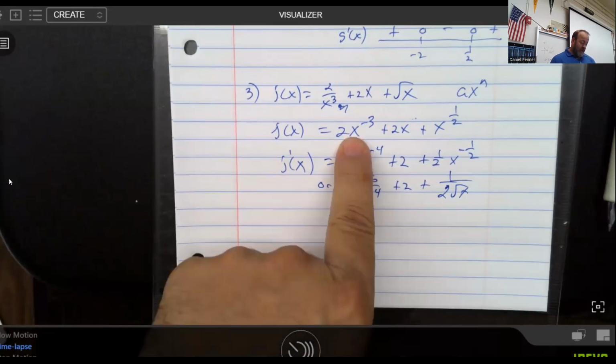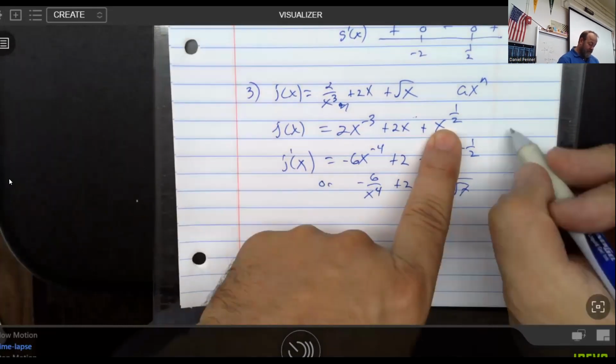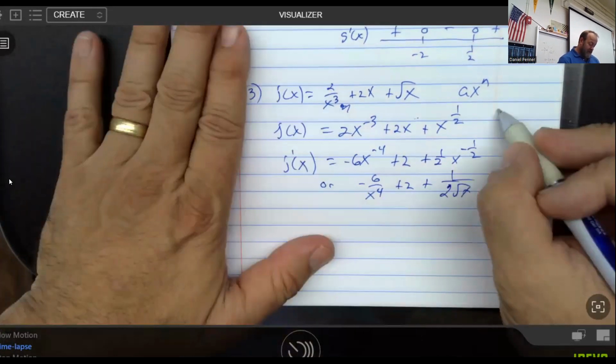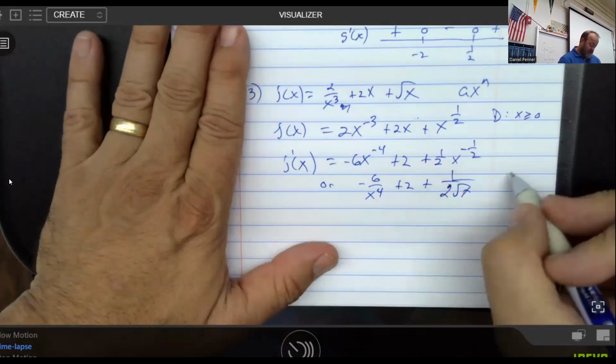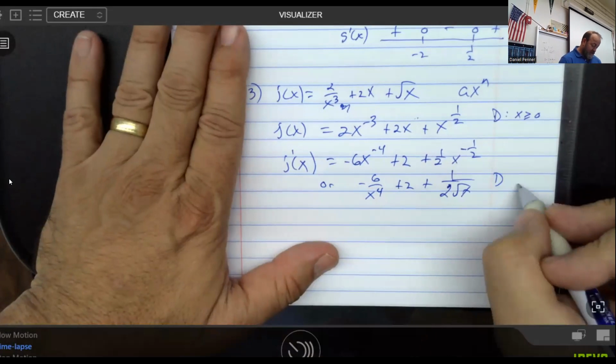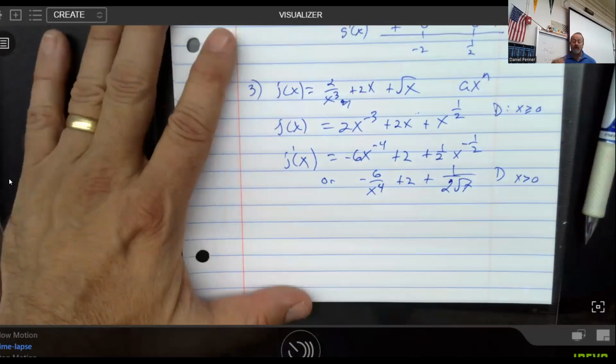And also the domain is that we can only have values above 0. So the original function's domain is x has to be greater than or equal to 0, but the domain of the derivative is that x has to be strictly greater than 0, which is a little bit interesting. I can't actually take the derivative at 0.